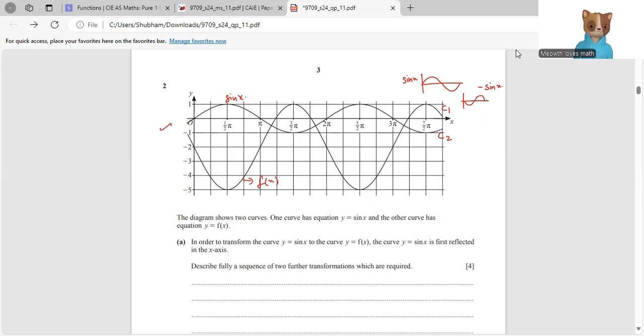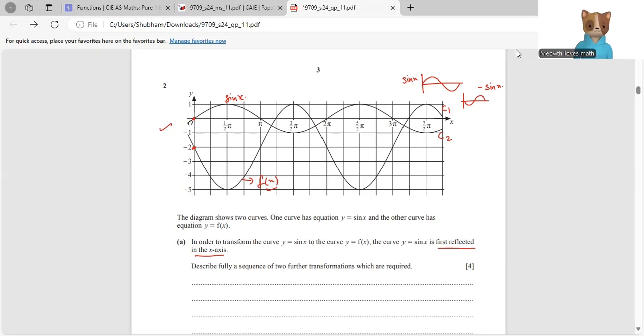So now if I see this graph, it is basically something like this. And also, how do I measure this? They're asking us to describe fully a sequence of two further transformations which are required. One transformation is already mentioned to us, which is reflected in the x-axis. And therefore, I can clearly see that since this graph y equal to f of x is starting from 0, over here, instead of 0, it has become 2.